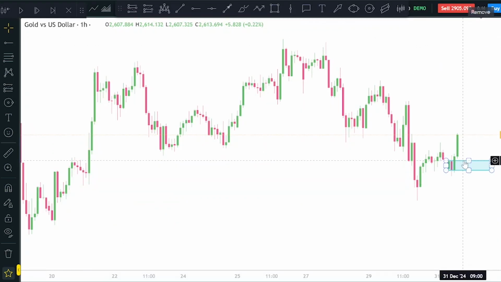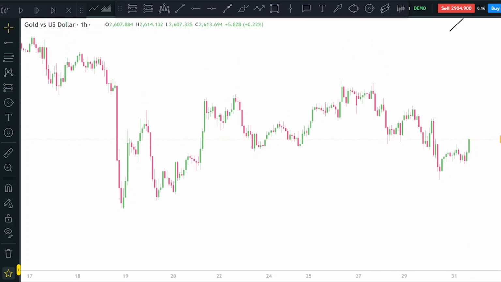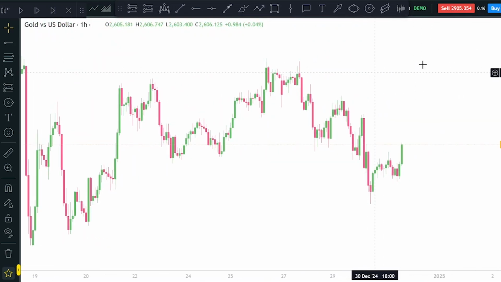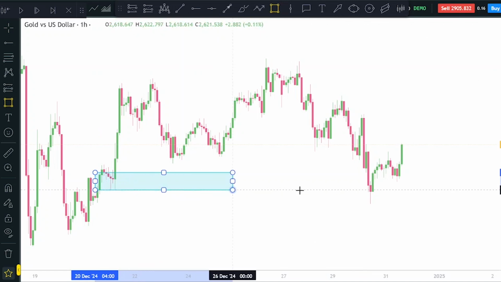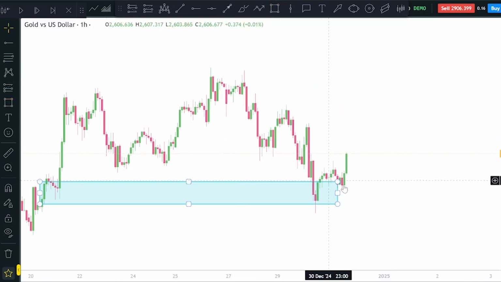Okay, here we have the market that is consolidating from this area. So we have the double bottom formation. Let's see, we are rejecting from this demand area. So we created a double bottom from this area.